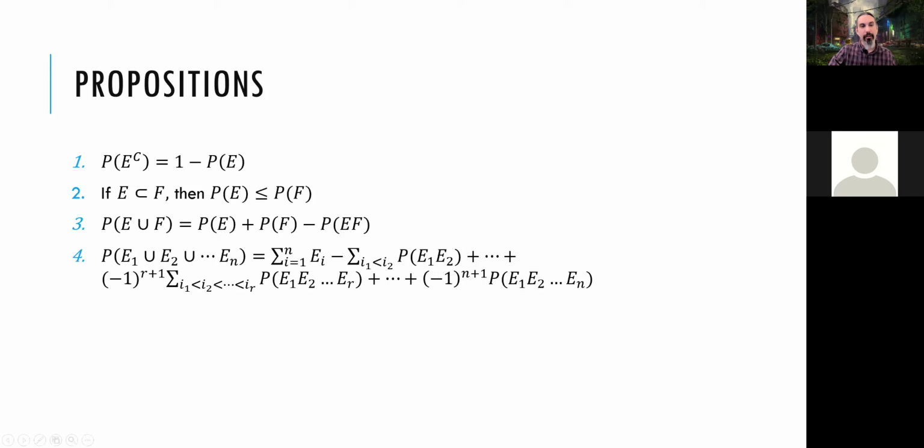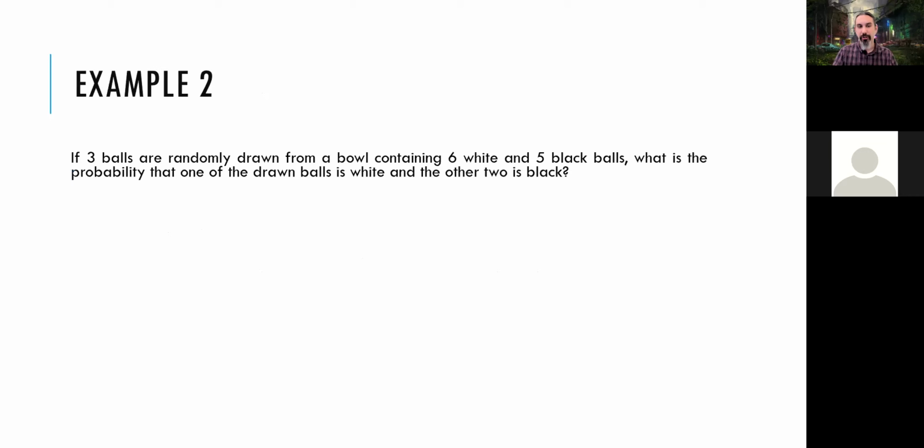So, what about an example? If 3 balls are randomly drawn from an urn containing 6 white and 5 black balls, what's the probability that one of the drawn balls is white and the other 2 are black? Now, this is a straightforward probability question. So we have 3 balls to choose from 11 balls, 6 of which are white and 5 of which are black.